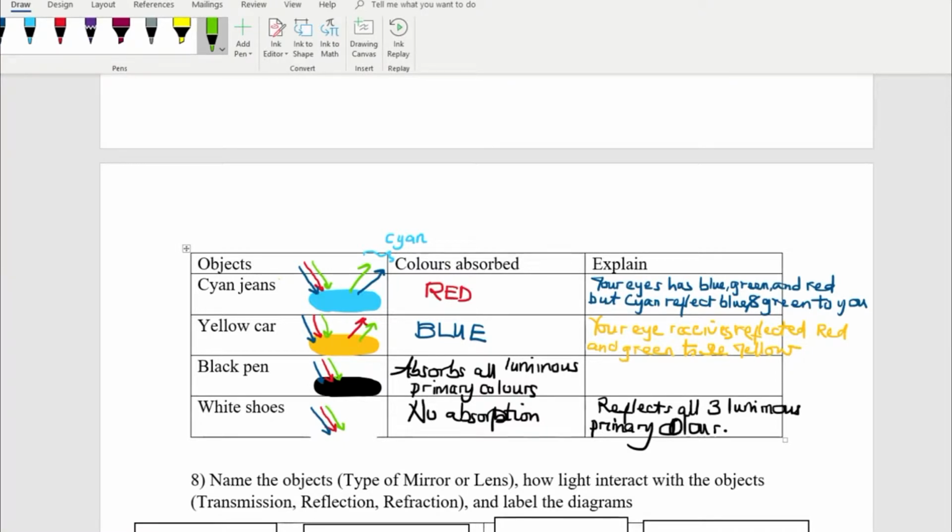The next and final one is white shoes. We know that white objects reflect all the colors back at you, and the combination of those colors results in white. So if you're trying to illustrate that, you just put in your blue, your red and green bouncing back at you, and the combination of all 3 colors using all 3 cones in your eyes results in an interpretation which is white shoes.